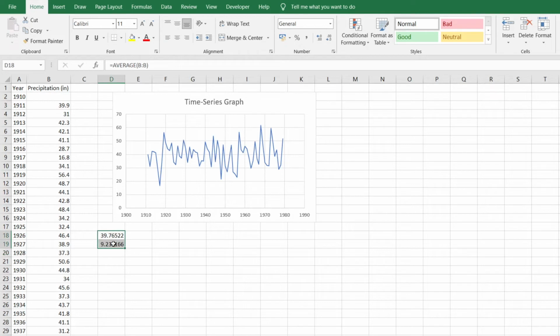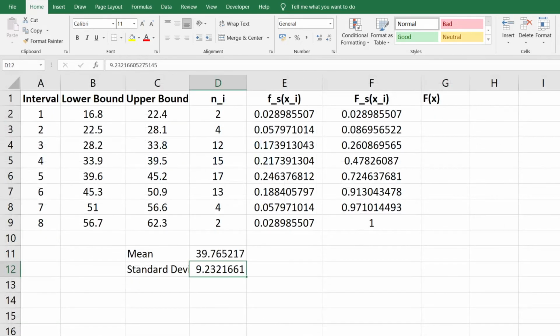So ito yung mean, ito yung standard deviation. I-kopya natin doon sa data natin. So nandyan na. This is our mean, this is our standard deviation. So yan, kompleto na tayo ng ating data. So we can now compute for the cumulative distribution function using the normal distribution.